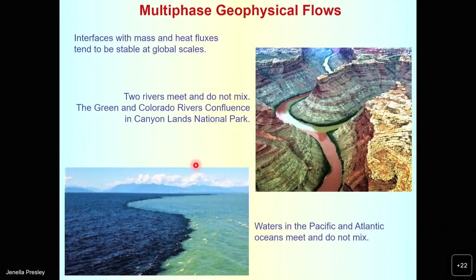Now I would like to illustrate with examples from nature. It's multi-phase geophysical flows, the fact that interfaces are stable at global scales.